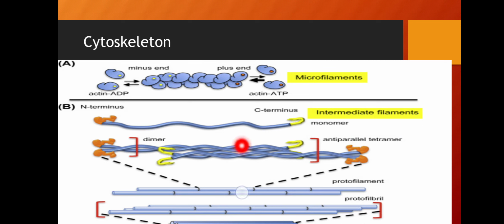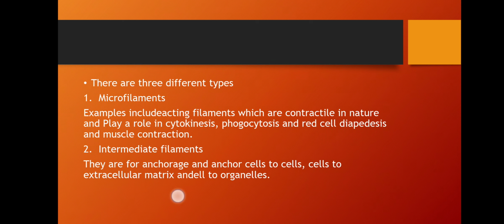Then we also have the cytoskeleton. The cytoskeleton is divided into the micro, intermediate, and the macro filaments. So there are three different types. The microfilaments include the actin filaments, which are contractile in nature and play a role in cytokinesis, phagocytosis, red cell diapedesis and muscle contraction. So the actin filaments are examples of what? Microfilaments.